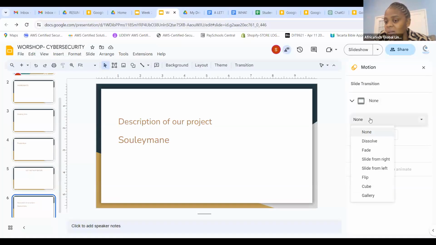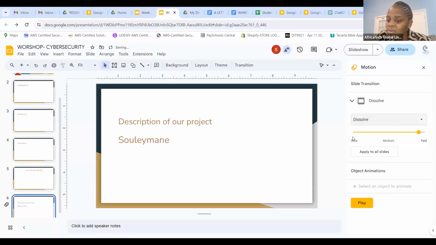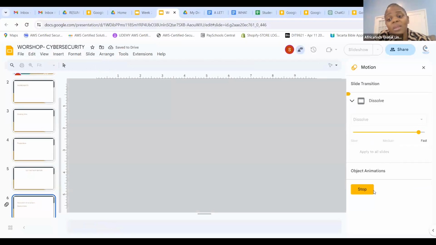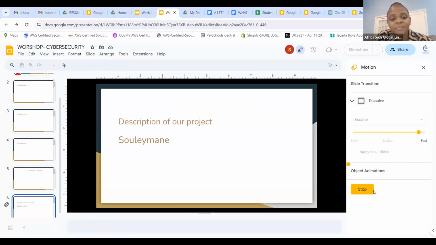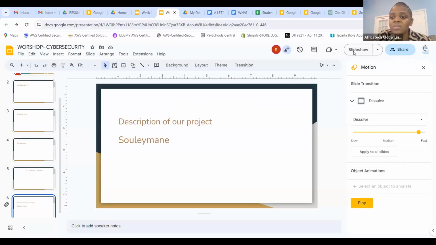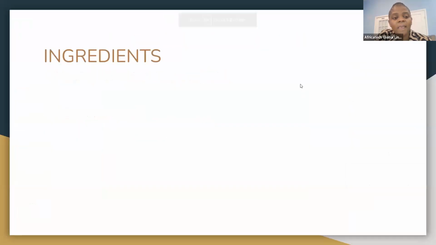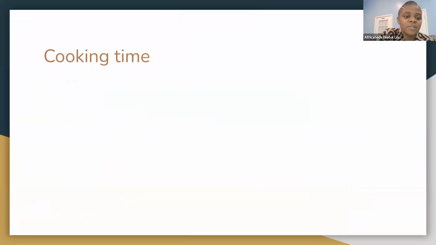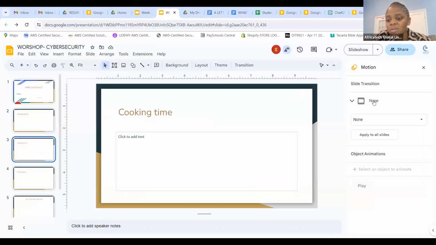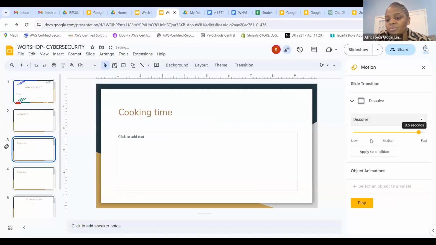It's none. Now, I want the slide to slide from right or to dissolve. And then it tells you the time, how it's going to do it. And then we can play and see how it's going to be. Okay. Let's do it. Maybe I did not save yet. Okay, still none and dissolve. And do you want to apply it to all the slides? Yes. Right? We say yes.